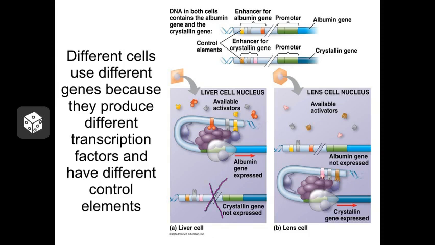The opposite is true inside lens cells, the cells on the front of your eye. These cells don't need albumin, so they don't produce the regulatory molecules or transcription factors to turn that gene on. So it's off most of the time. But they definitely need crystallin to build that clear front of the eye. So they do produce transcription factors that will allow them to transcribe the crystallin gene and make that crystallin protein.